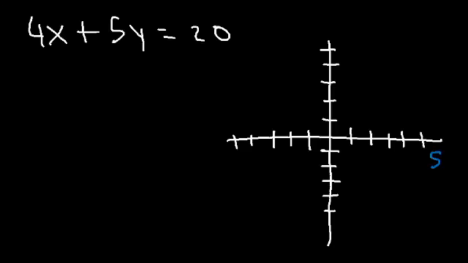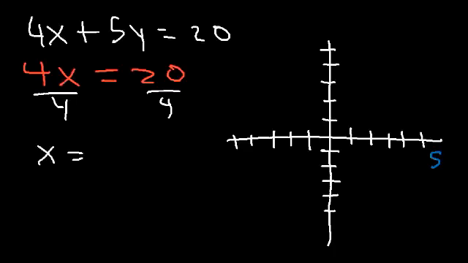So let's find the x-intercept first. If we replace y with 0, this is going to disappear. So it's simply going to be 4x is equal to 20. So we need to divide both sides by 4, and so x is 5. So the x-intercept is (5, 0). If we plot it, it should be here on the x-axis.